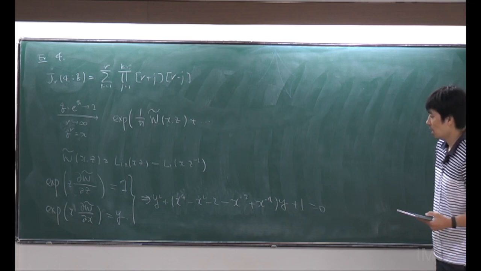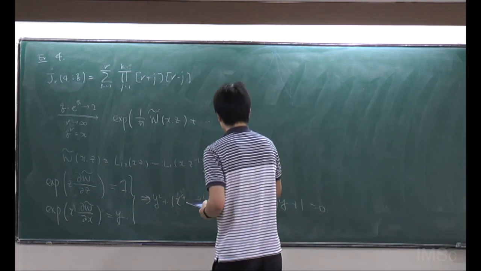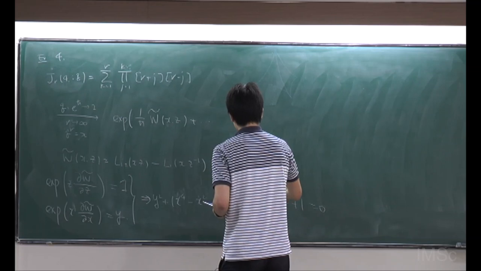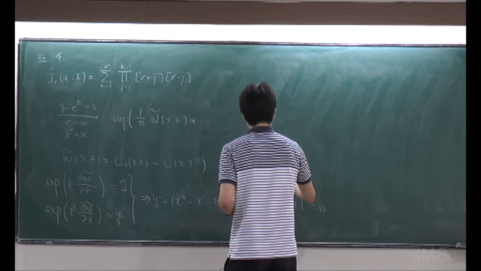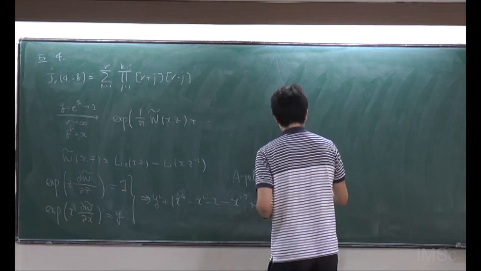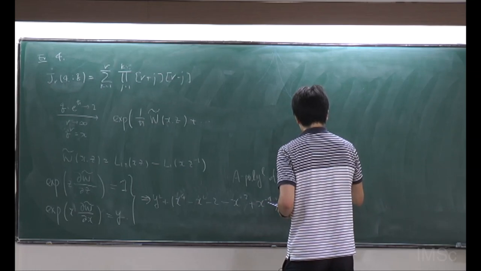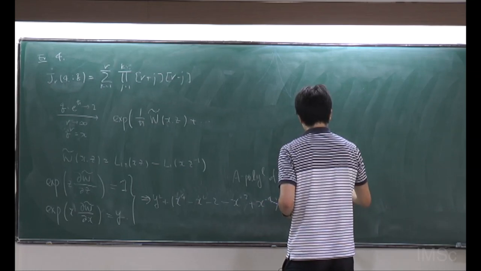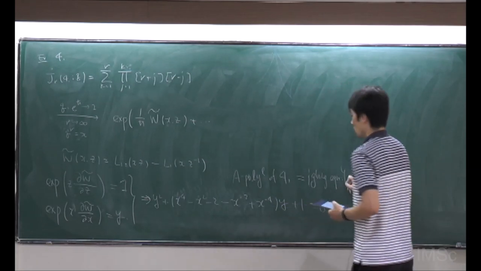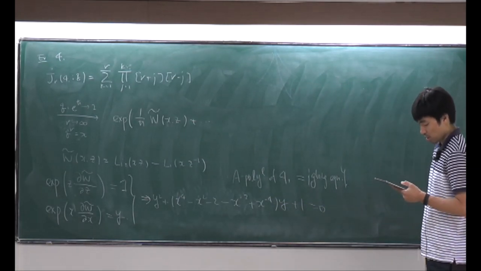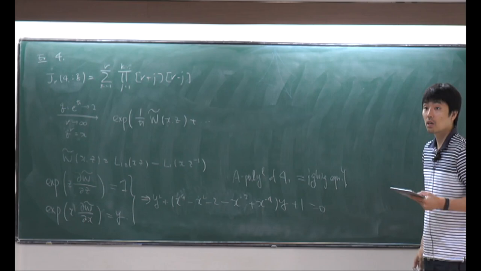Okay. And this is called the A polynomial of figure 8. And this is the same as the Gruing condition, as he pointed out, the Gruing equation. Okay. Any questions so far?